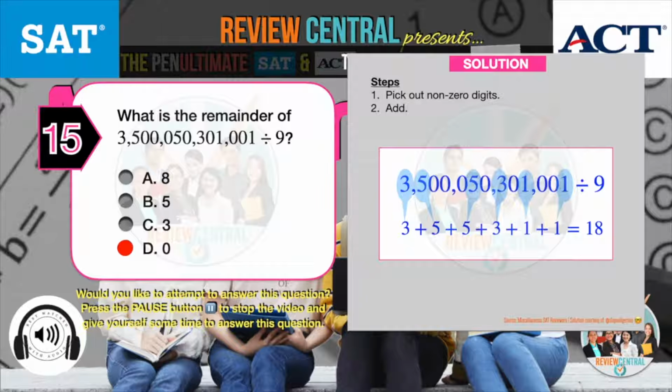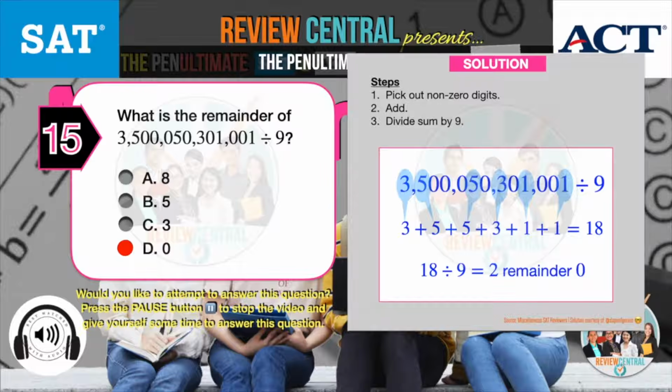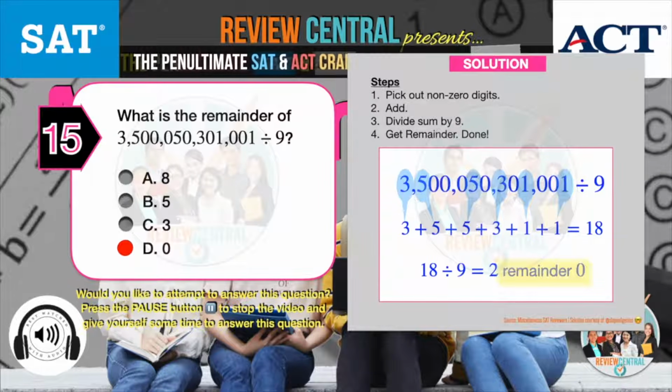3 plus 5 plus 5 plus 3 plus 1 plus 1 equals 18. Next, we divide the sum by 9. 18 divided by 9 equals 2 remainder 0. And lastly, we simply pick out the remainder from the quotient. The remainder is 0, therefore the correct answer is 0. Check with a calculator if this is correct.